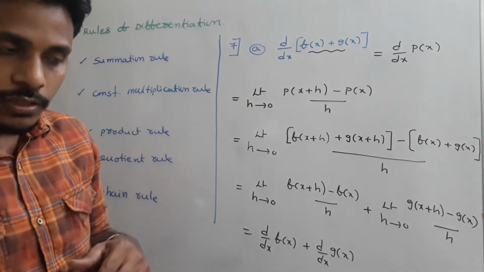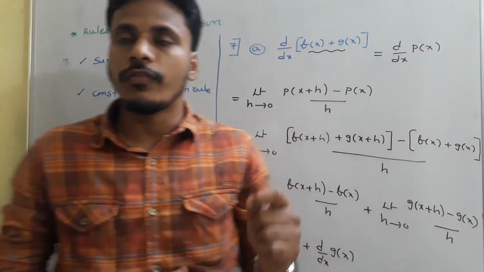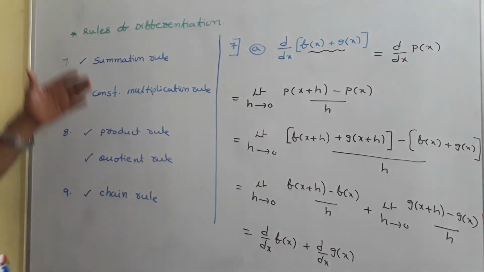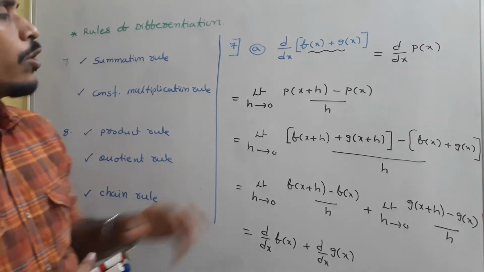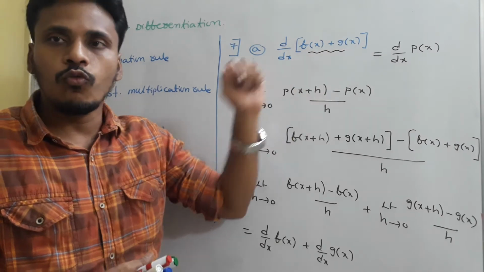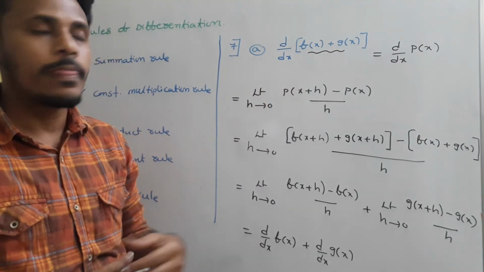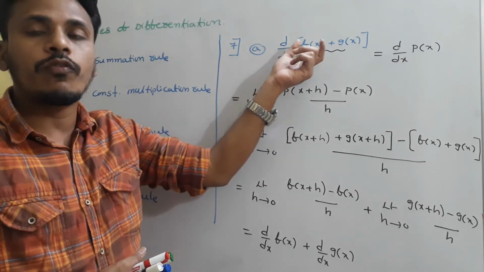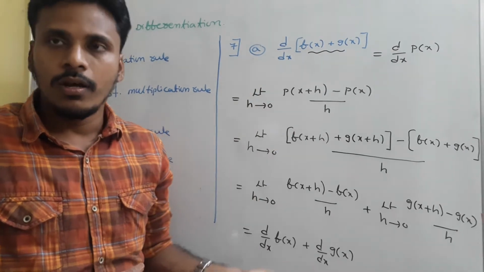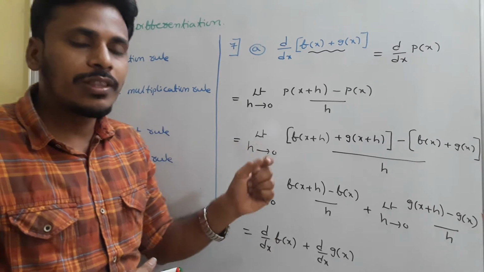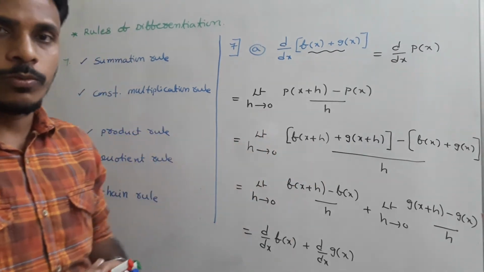In this class we are going to deal with different rules of differentiation, and I listed all the rules. The seventh one is the summation rule: the derivative for the sum of two functions f of x plus g of x. To generate any particular rule or formula, we need to go with the definition method, that is, the first principle method.